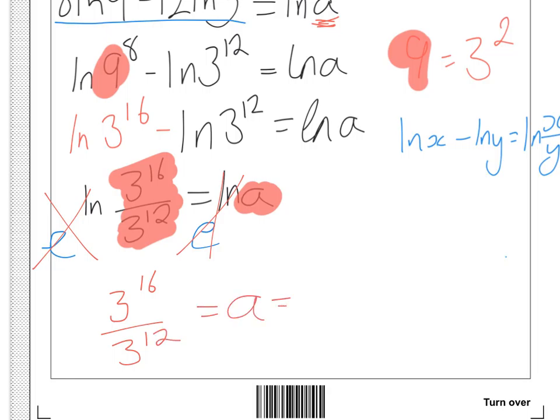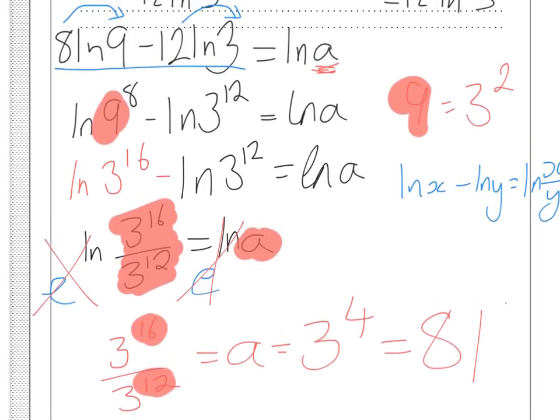We know how indices work. If you divide 3 to the 16 by 3 to the 12, then all that happens is you subtract the indices. 16 minus 12 gives you 3 to the 4. And I think if you'd written A is equal to 3 to the 4, that would be enough to get the point. But I can evaluate it. 3 times 3 is 9, times 3 is 27, times 3 is 81. And that's our value for A.